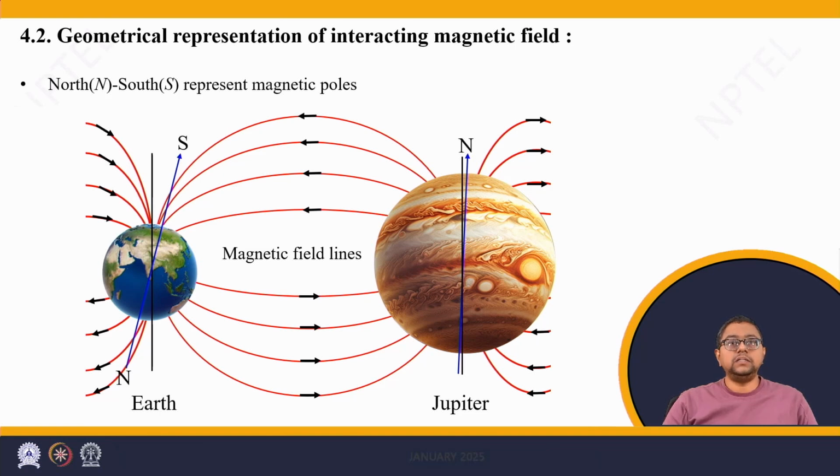Moving on to the geometrical representation of interacting magnetic fields. As we know, Earth is a planet which has its own magnetic field. Also, other planets have their own magnetic fields. For example, the gas giant Jupiter, which is the fifth planet in our solar system and consists of a gaseous atmosphere, generates its own magnetic field. Now, the Earth's magnetic field and Jupiter's magnetic field interact among themselves, and that interacting magnetic field distorts the individual fields of the planets and can be represented using vector lines.